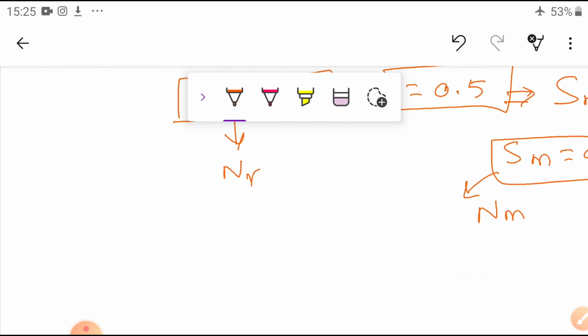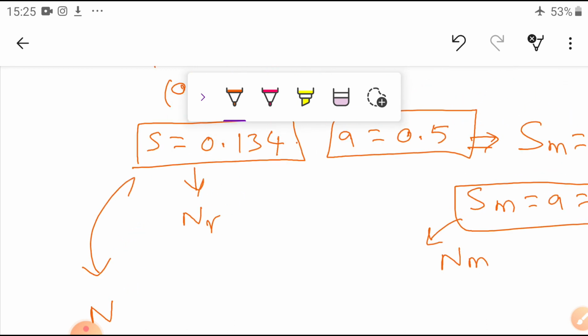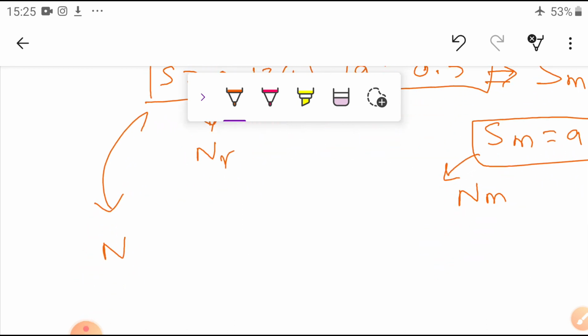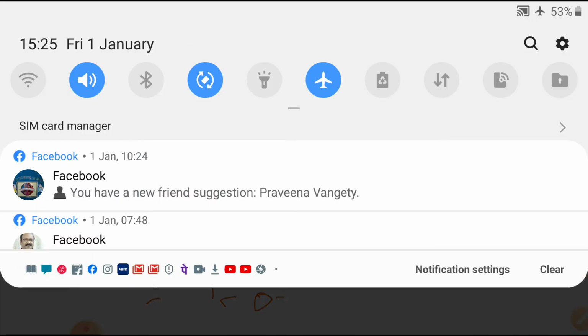Simple substitution, first case, from this one. NR is equal to, we can write it as 1 minus s into Ns. That is 1 minus, what is the s value? 0.134, what is the value? What value did you get?